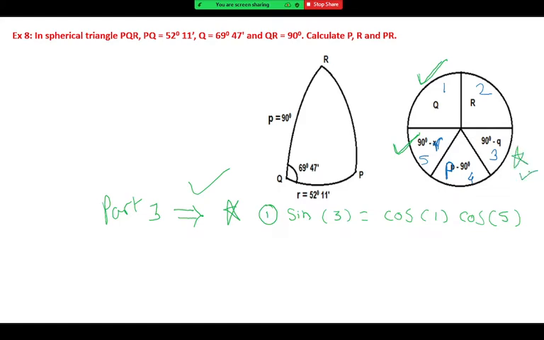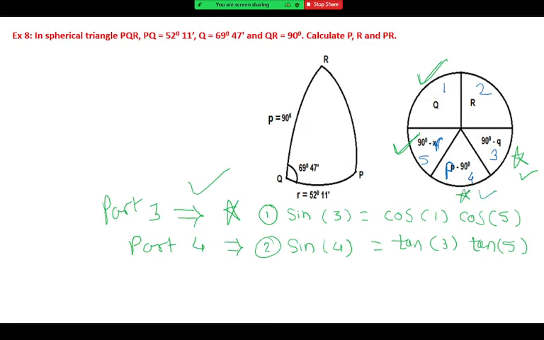Now after that, which rule should you use? Sine 4 is equal to tan 3 into tan 5. Sine of which part? Sine 4. Okay, so you started with the sine 4. Sine 4 is tan 3 into tan 5, and that way also is correct. Tan 3, tan of 5, and this way we get the part 4. So part 4 will be available after that.